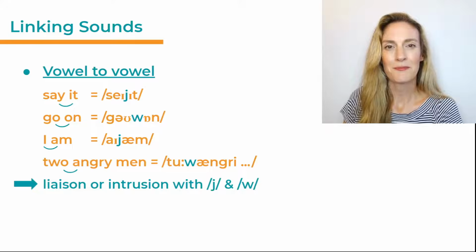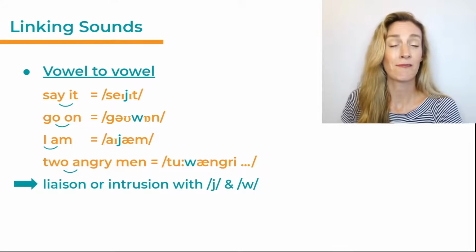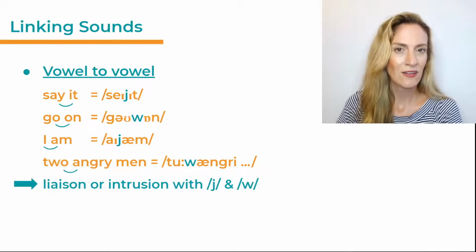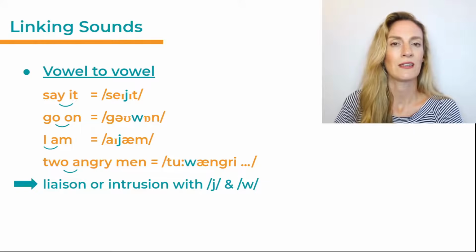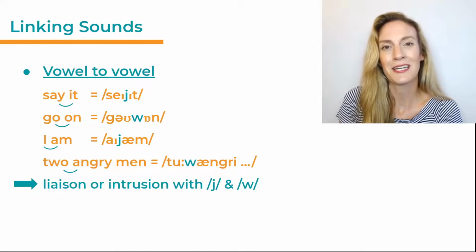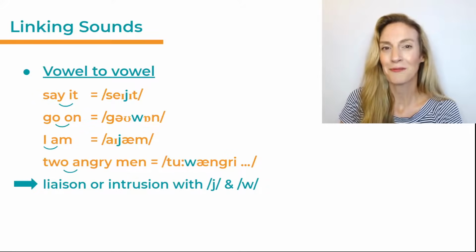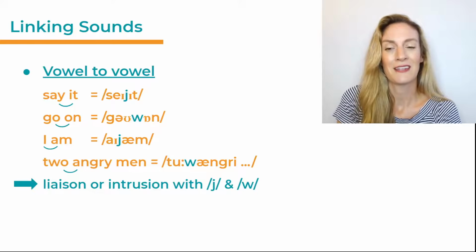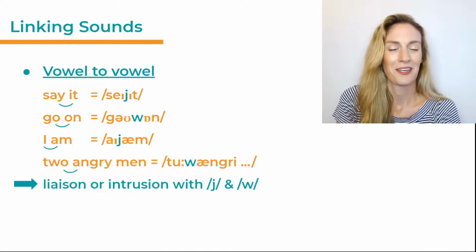So sometimes when we link from vowel to vowel and we add y and w, this is also called liaison or intrusion with y and w. Now this is only important really for those of you who study English phonology, maybe you have an exam coming up and you need to know what liaison and intrusion are, and those are the right terms for what happens here.